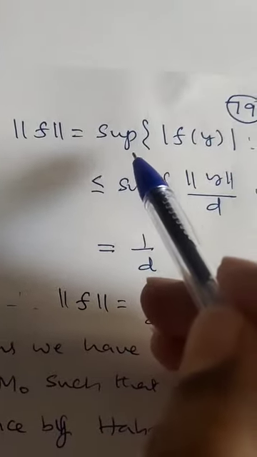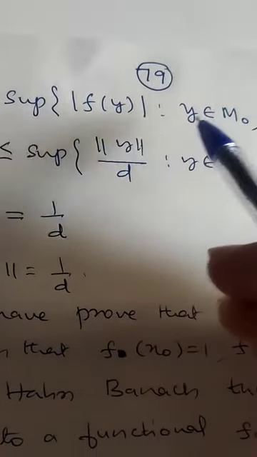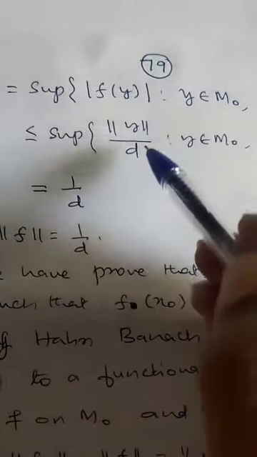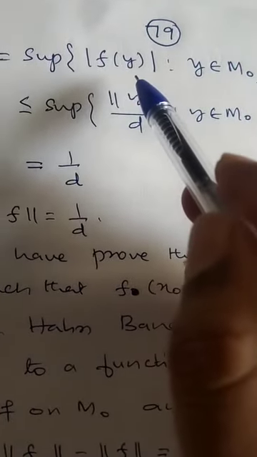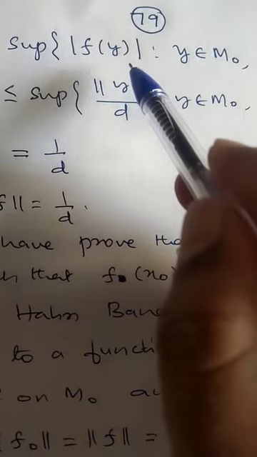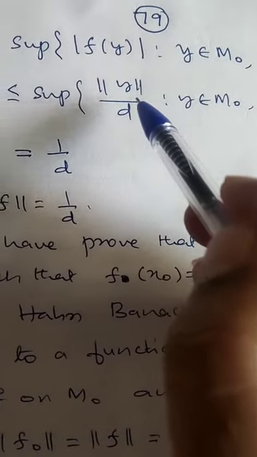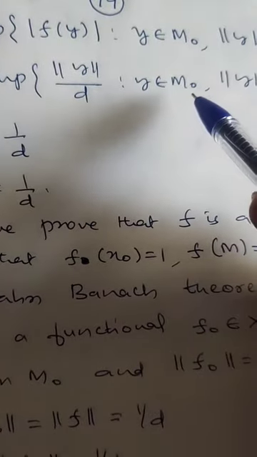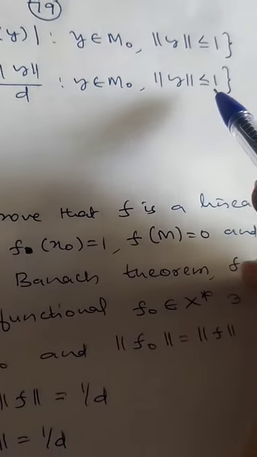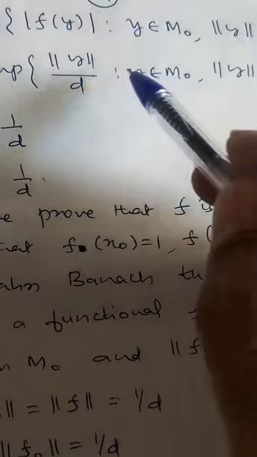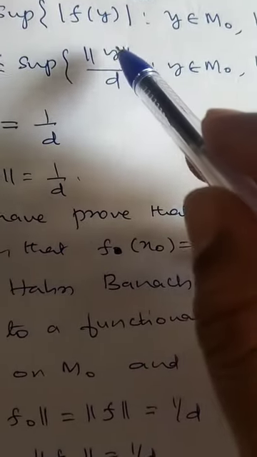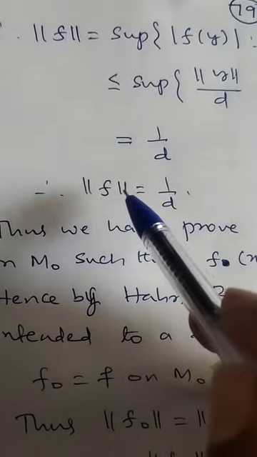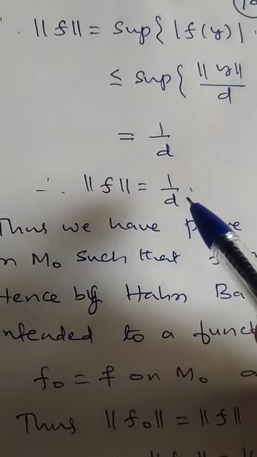The norm of f is what? The supremum of mod of f of y, where y belongs to M naught, norm of y less than or equal to 1. So this is less than or equal to the supremum of, just now we have shown, mod of f of y is less than or equal to norm of y by d, where y belongs to M naught, norm of y less than or equal to 1. So the maximum value here becomes 1, therefore the value is 1 by d. Therefore the norm of f is equal to 1 by d.